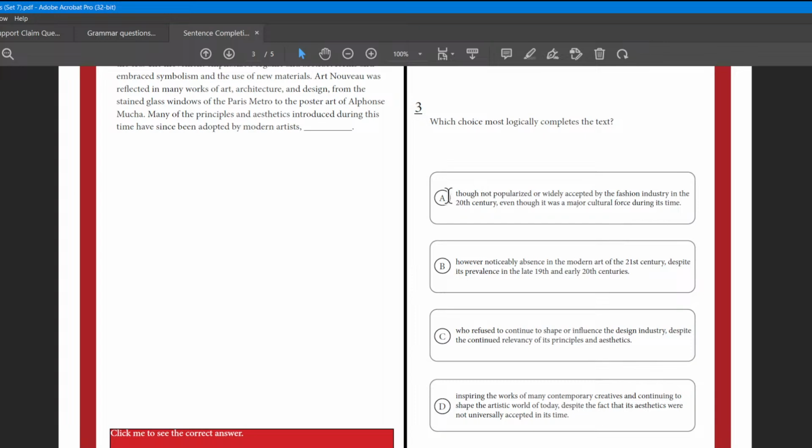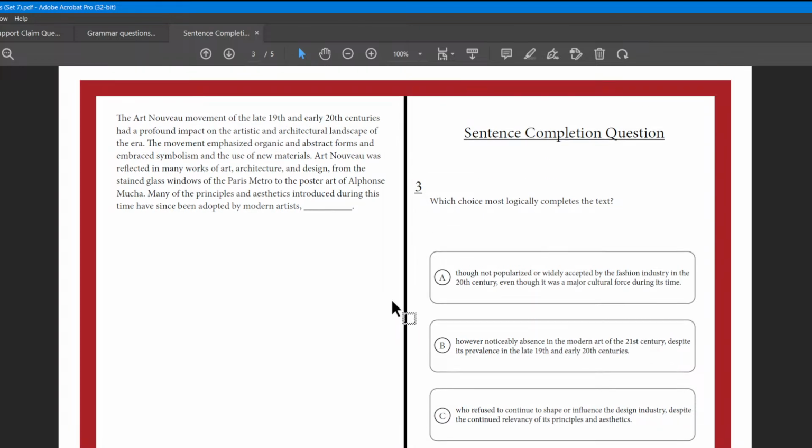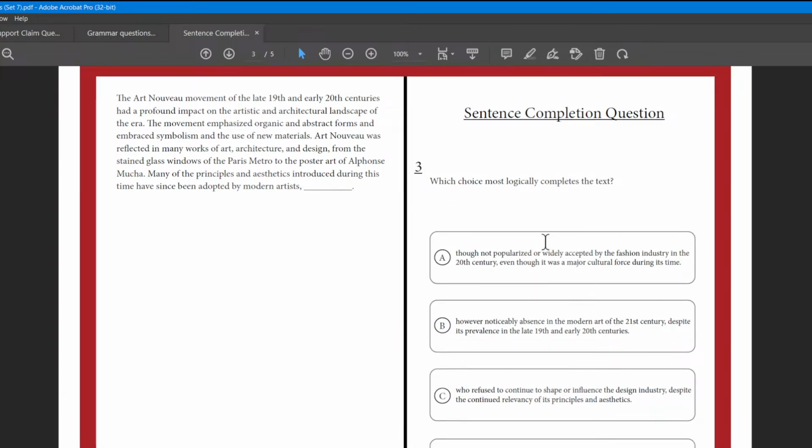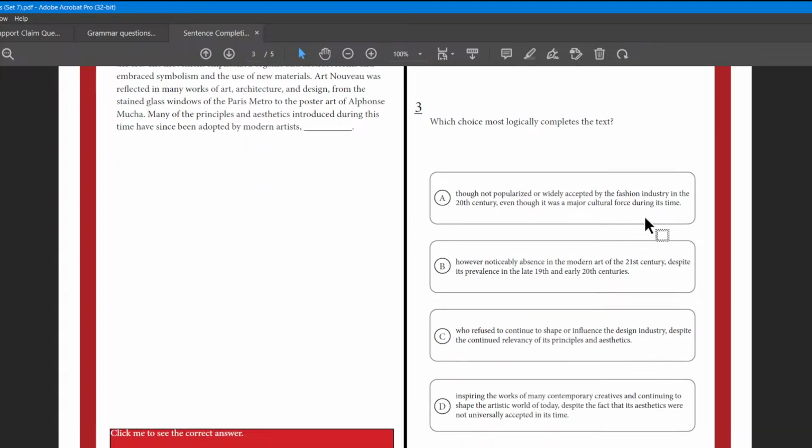Looking at the first one, it says, though not popularized in the 20th century, even though it was a major cultural force during its time. I feel like that doesn't really go with it. Doesn't really make sense. Not popularized or widely accepted by the fashion industry. I'm not sure why the fashion industry was necessary to mention here. I wouldn't throw that new idea in at the end of a paragraph. So I'm going to say that one doesn't make sense.